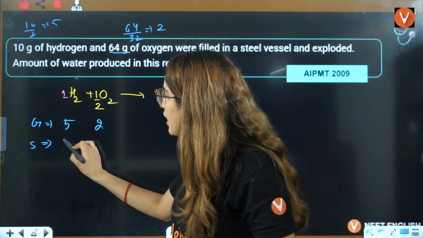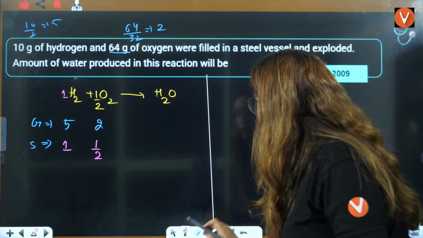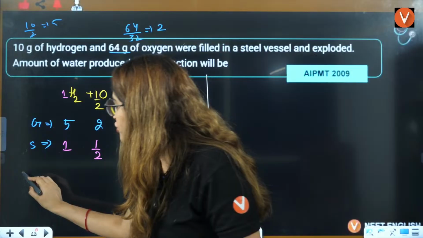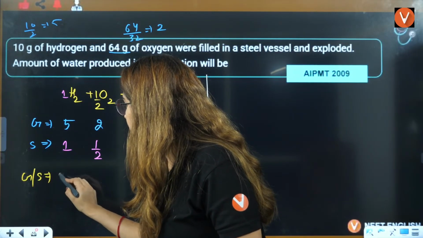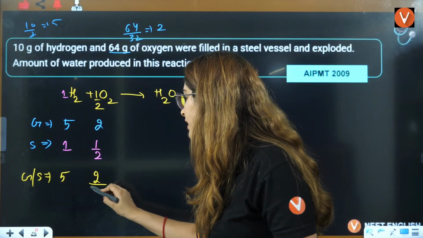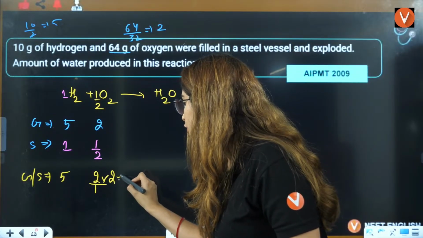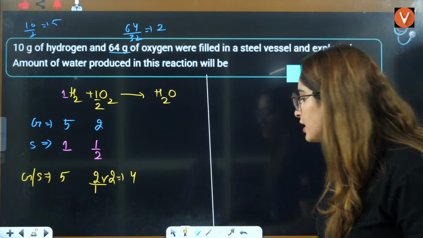Now, what is the stoichiometry here? Stoichiometry is 1 here, so I'll write 1. Stoichiometry is half here, so I'll write half. Now you have to write down the value of G by S. Here it is 5, G by S, 5 by 1. Here it is 2 divided by 1 by 2, and it is going to be 4. Now, which is the lower value?